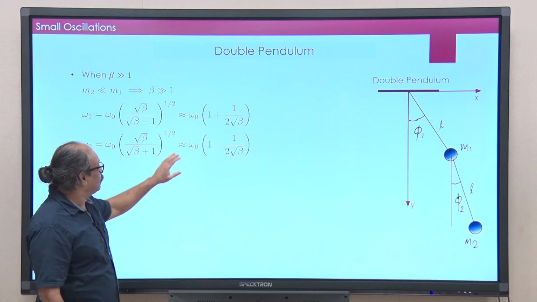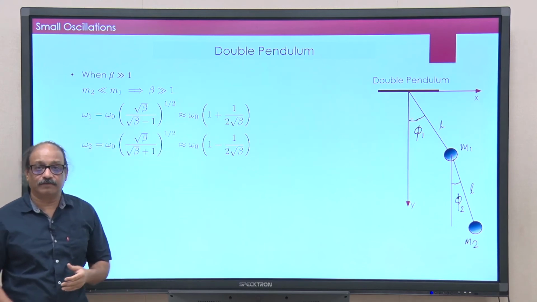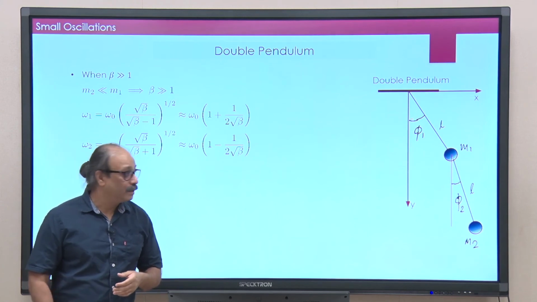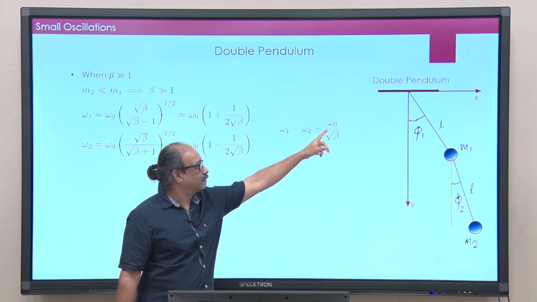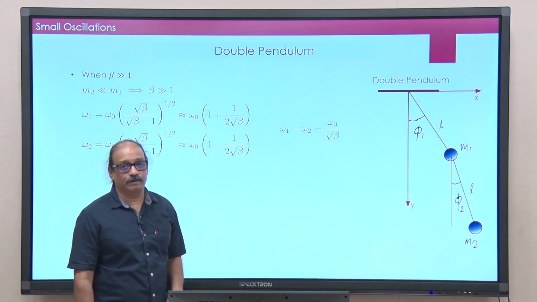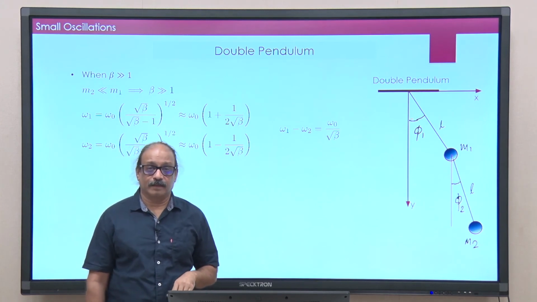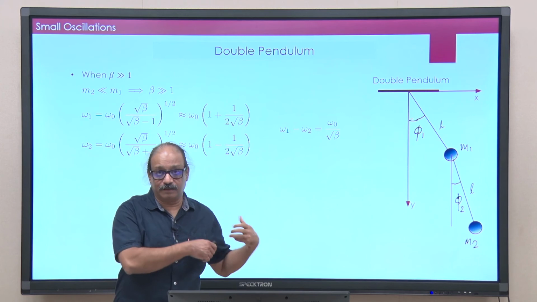But what does that tell you? Omega 1 and omega 2 are not different from each other, they are very close to each other, and the difference between the two is basically decided by this omega over square root beta. Okay, and this is what I am going to call delta omega. And now, let me see what happens when I have a situation like this.